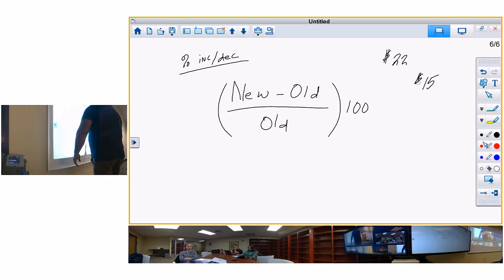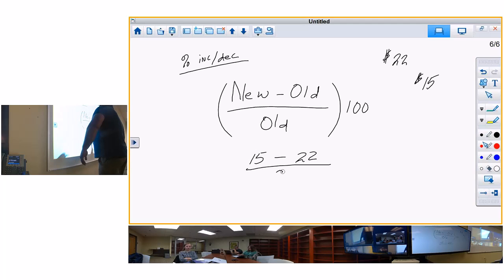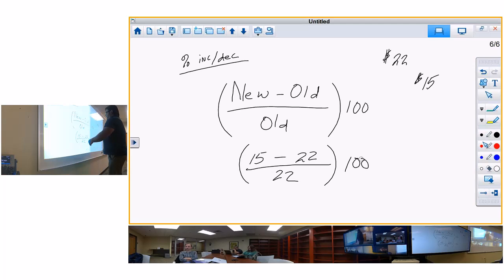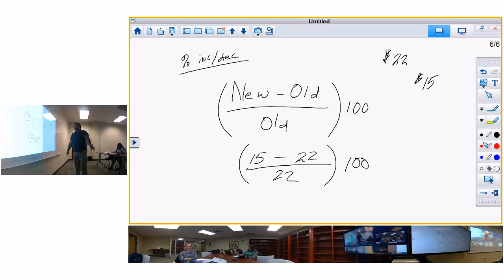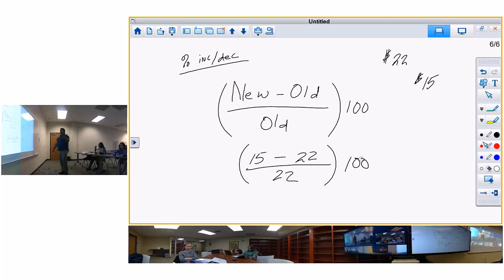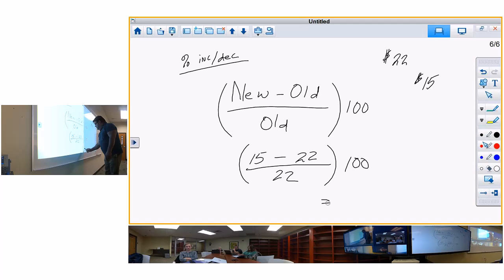So what's the new price? 15. What's the old price? 22. Somebody multiply that out for me. Multiply and divide. 15 minus 22 is what? 7? 7 over 21 is 1/3. So that's going to be 0.33. So it's 33 or 34%. Somebody tell me what it is. I did it in my head. I got 33% in my head.